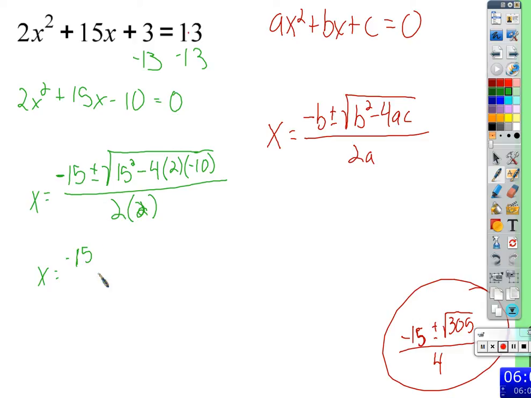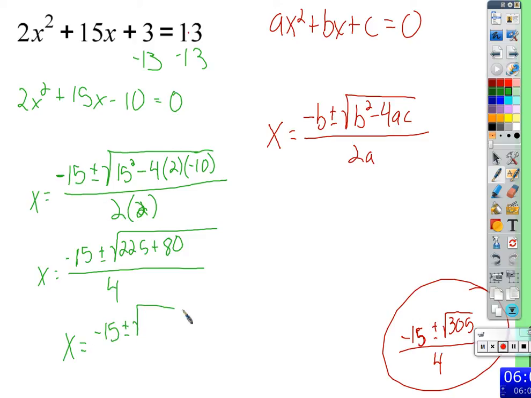equals negative 15 plus or minus the square root of, this is 225. Negative times negative is going to be positive, so we'll put a positive there. It's going to be 40, right, 40 times 2, 80, over 4. This is going to be of 3.5 over 4. That's exactly what we got when we started with those specific numbers and we did the square solver.